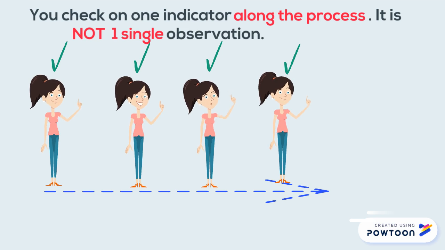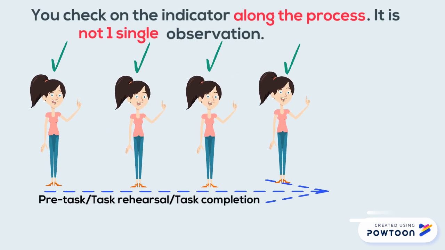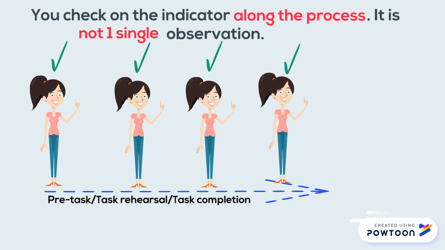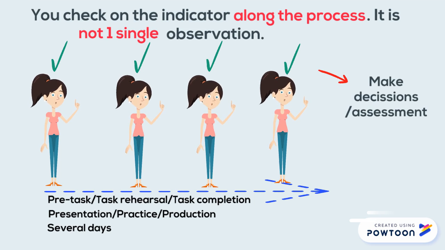You can have several activities or tasks just to check on one single indicator. You can assess it during pre-task, task rehearsal, and task completion, or during presentation, practice, and production. It can take several days, and during this process, you are making decisions for learning.